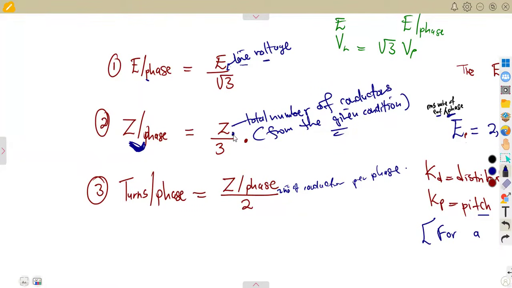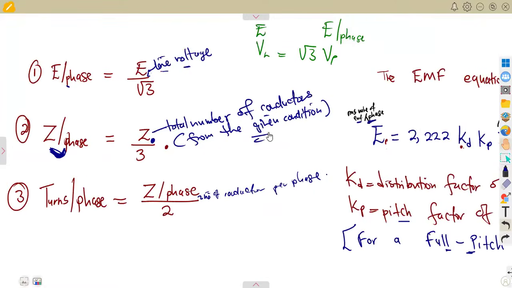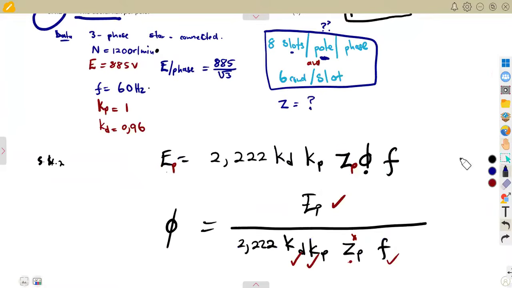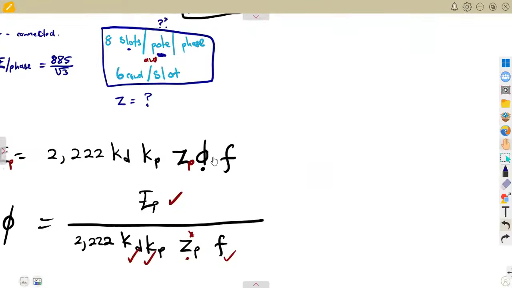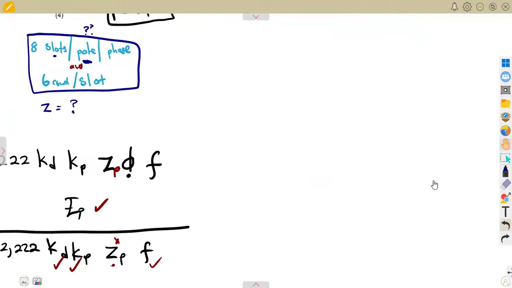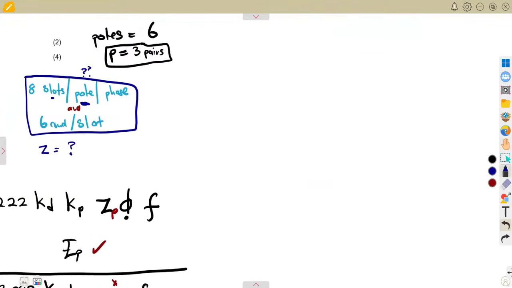So we need the first Z, which is the total number, from the given condition. There is a condition that you are given. And what is the condition? The condition is, okay, let us get to our condition. They are saying there are 8 slots per pole. This is the condition now. 8 slots per pole per phase.